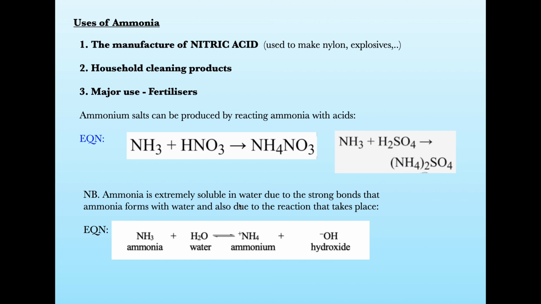Ammonia is extremely soluble in water because of the strong bonds that it forms with water molecules. Also, there's a reaction that takes place. Ammonia reacts with water to produce ammonium ions, NH4+, and hydroxide ions, OH-. And this is what makes ammonia solution alkaline, the presence of hydroxide ions. This also helps ammonia to be very soluble in water, which you can see. Have a look at that demonstration, which is online. You can see the demonstration of the fountain experiment.